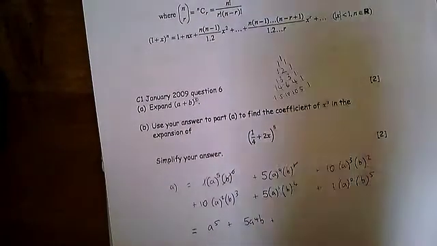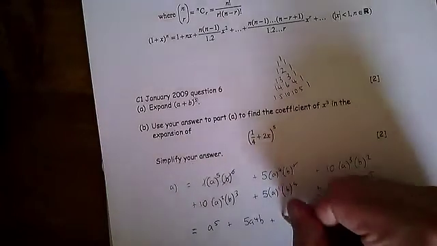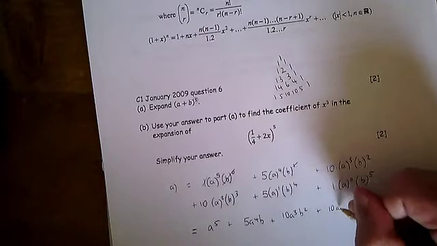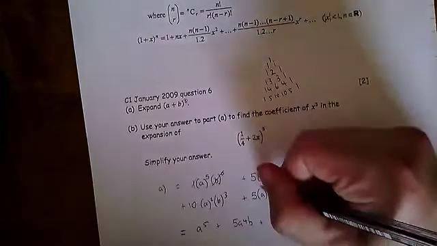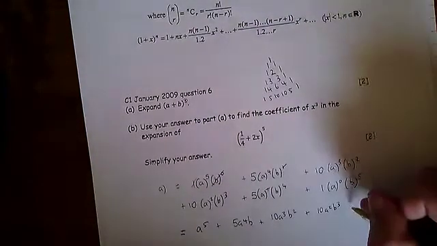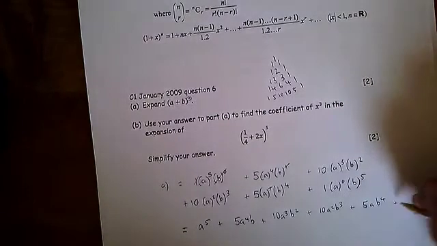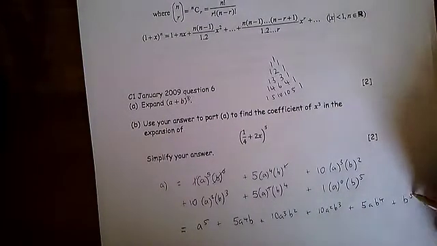Then plus, now all of these are important. 10a cubed b squared, yeah, that all needs to be there. So a cubed b squared plus 10a squared b cubed. Then I really didn't need to write in that power of 1 again, so I could have just said 5ab to the power of 4. And then finally, I could have just written b to the power of 5.